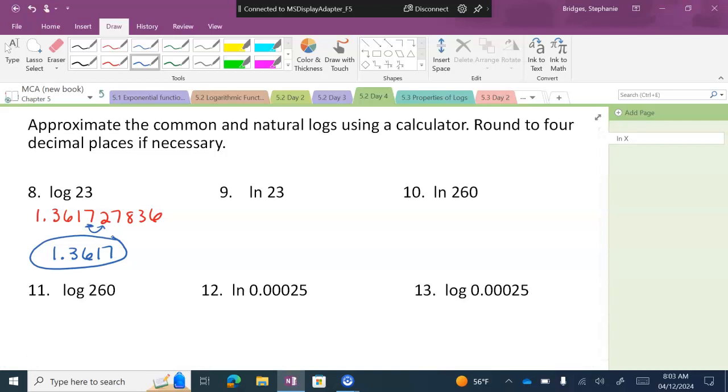All right, keep going. If you haven't done all of them, finish. Press them in the calculator, round your answers. This is the easy part. Let the machine do the work for you.